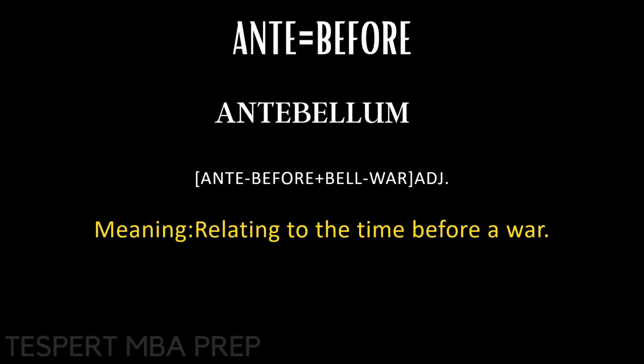And the next word is anti. Anti means not, ANTE means before. So antebellum. What's meant by antebellum? Ante means before, bell means war. So the meaning is relating to the time before a war. We can say that there are many antebellum buildings in that part of town, which means there are many buildings that date from before a war. So before a war, whatever buildings were there, the same buildings are there now also.